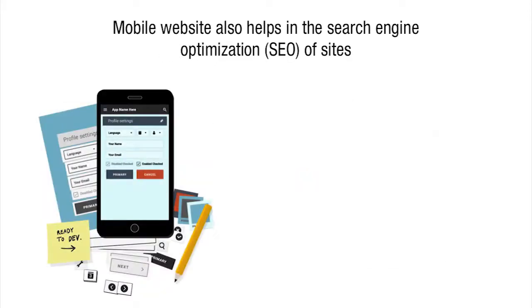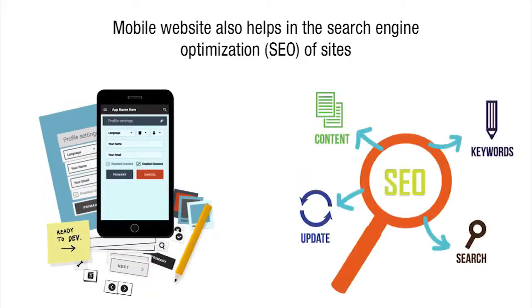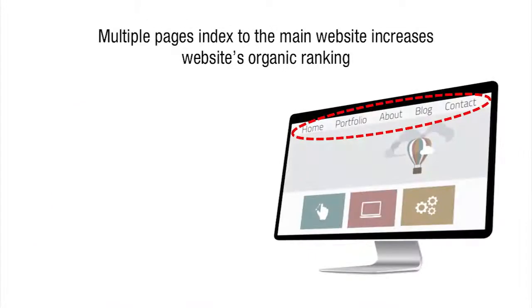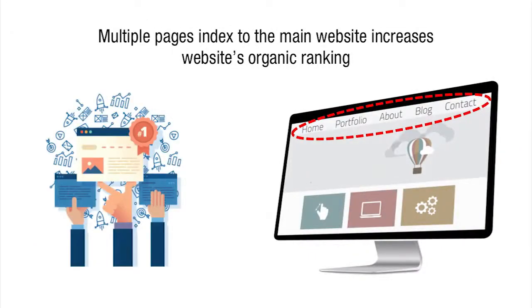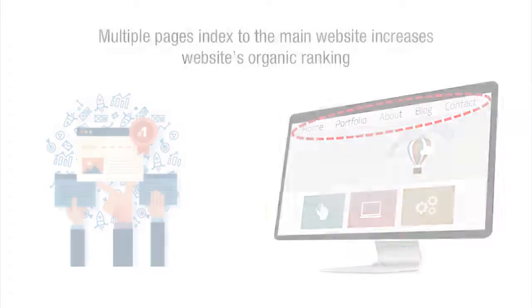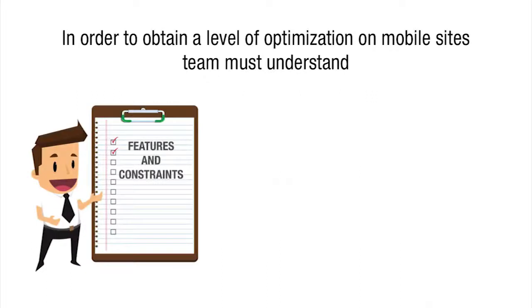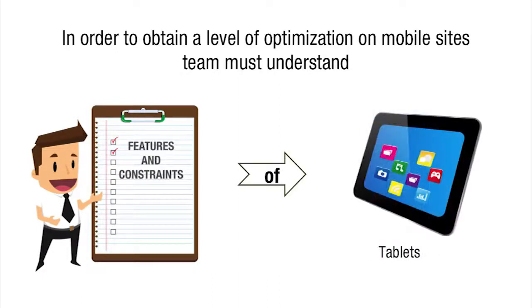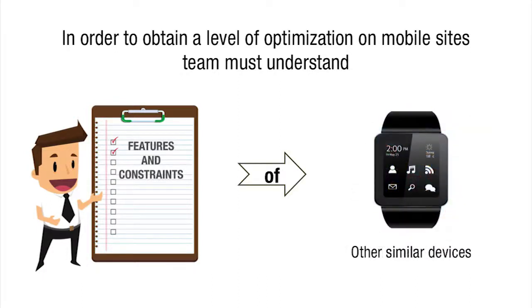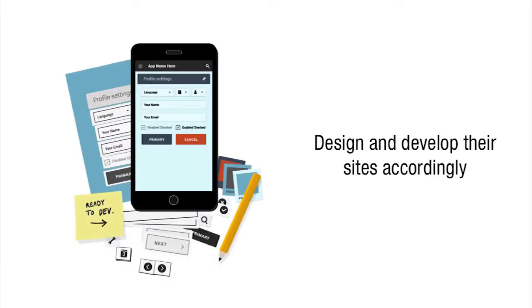Having a mobile website also helps the search engine optimization of sites. As multiple pages index to the main website, its organic ranking increases, which is advantageous for a business to build an online presence. In order to obtain this level of optimization on mobile sites, the team must understand the features and constraints of smartphones, tablets, and other similar devices, and design and develop their sites accordingly.